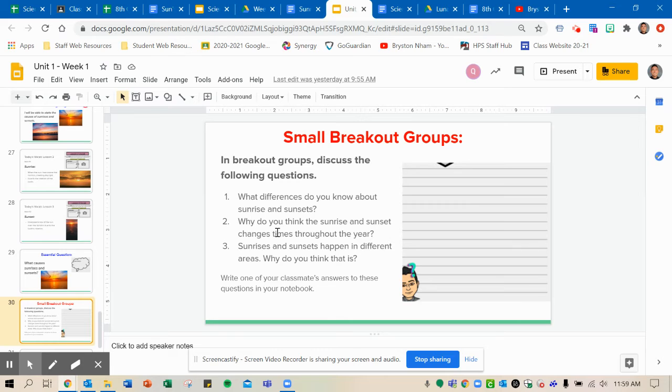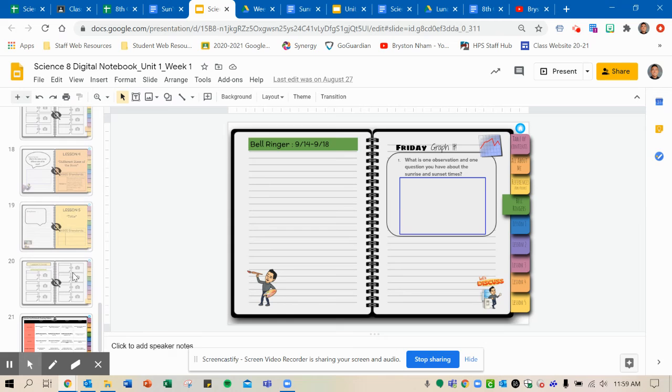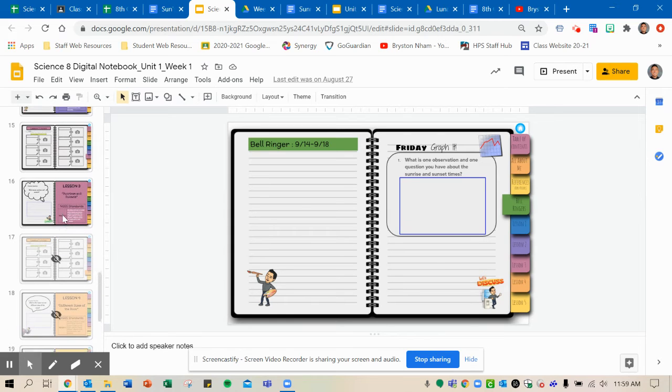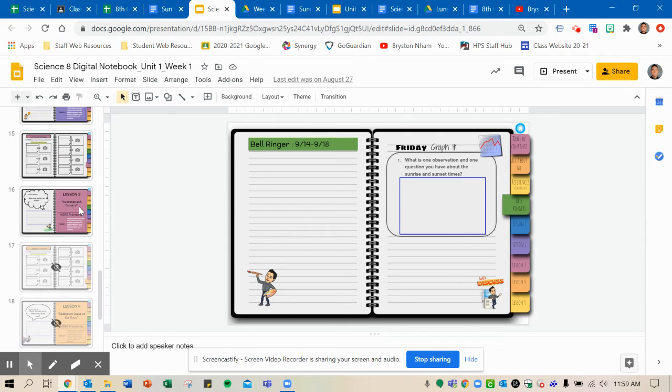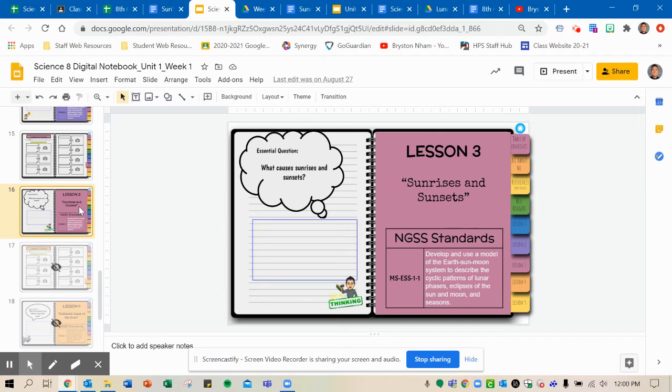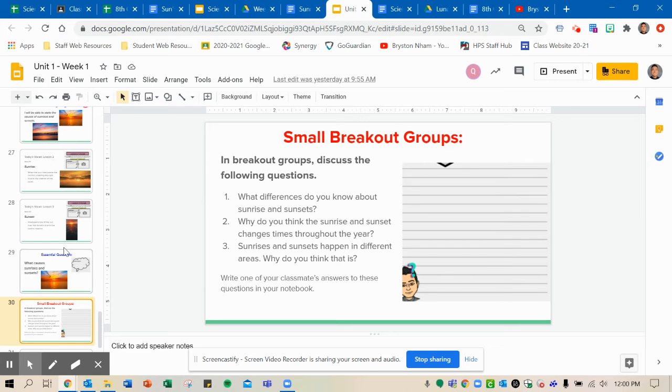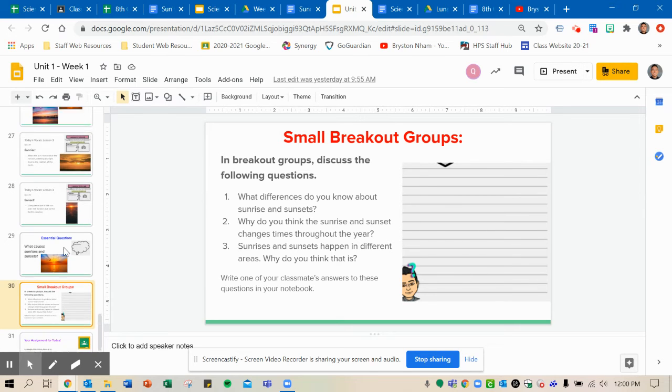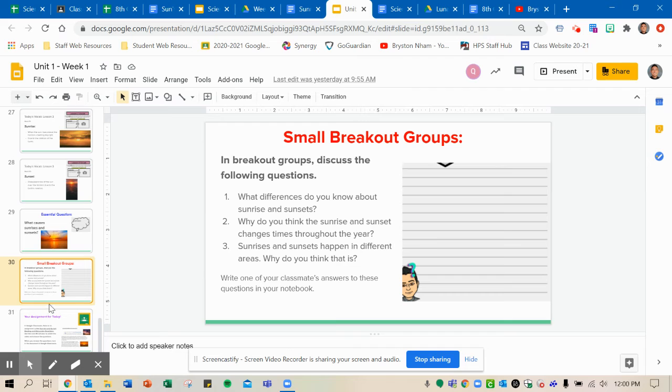Okay. So what you did in breakout groups was you wrote down one of your classmates' answers to one of these questions in your notebook on a slide. If I scroll down to slide 3, sunrise and sunsets, okay, in this blue box. However, if you're watching this and you did not make class, you're just going to write down one of your answers to these questions, okay? And that was pretty much what we did today, guys.